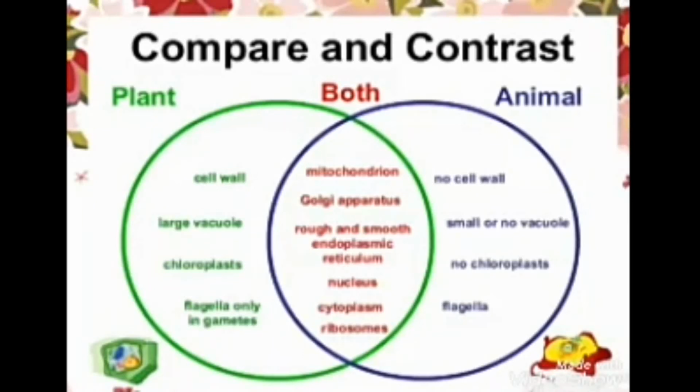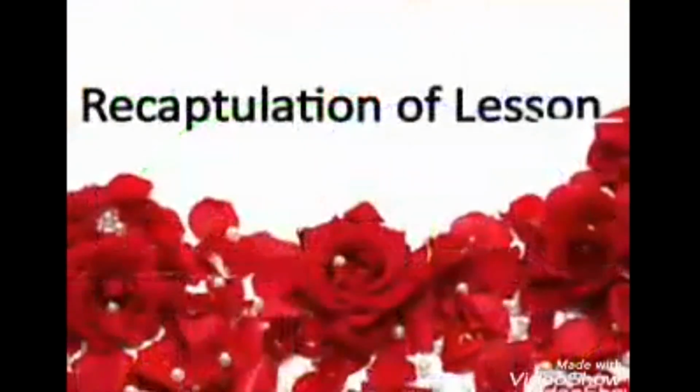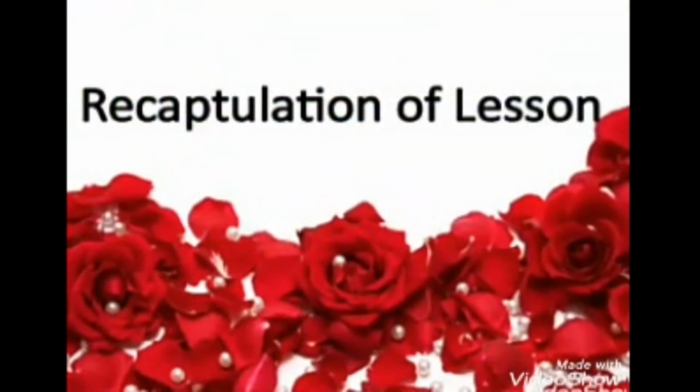Now the things that are present in both animal and plant cells are mitochondria, Golgi apparatus, nucleus, cytoplasm and ribosomes. In recapitulation of the lesson, have a look at an interesting animated short clip that will make your concepts more clear.